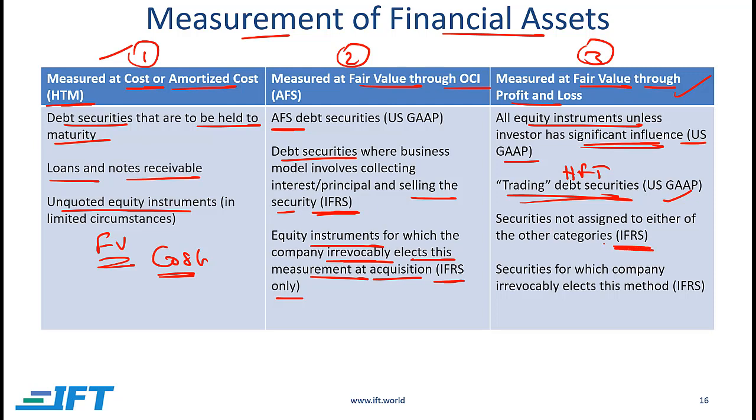In the IFRS context, if a security is not categorized using one of these approaches, then we use this method. So in that case, the security is measured at fair value through profit and loss. When a security is purchased, a company can elect that it will use this method. So that's the final point over here, and this is only under IFRS.